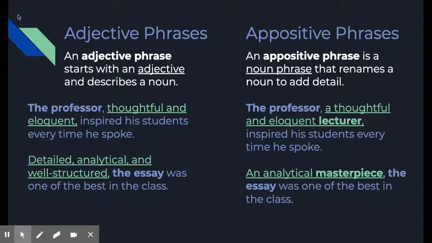So again, I have my introductory phrase. This time it's an appositive phrase because it is a noun phrase. It is calling the essay an analytical masterpiece.